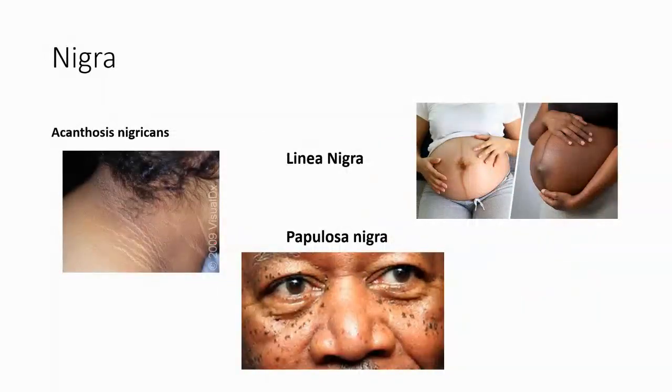The next one here is nigra, meaning dark. This is acanthosis nigricans. So acanthosis just means overgrowth. It's a skin condition that causes this dark overgrowth of skin cells that occurs in creases and body folds, like this lady right here, her neck, or we see it on armpits, groins.